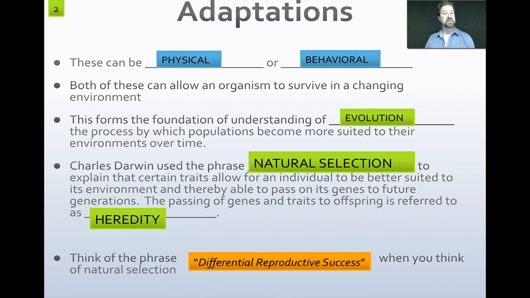Some things successfully reproduce very well, some animals, and some do not. The ones that do will continue their genetic line to the next generation. The ones that have very low reproductive success will probably wean out over time and will go extinct.